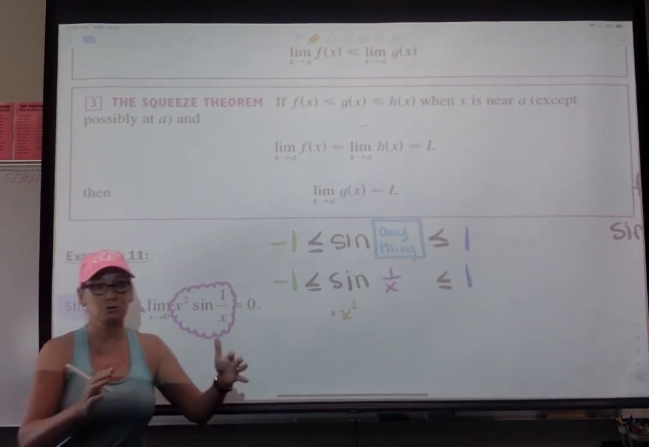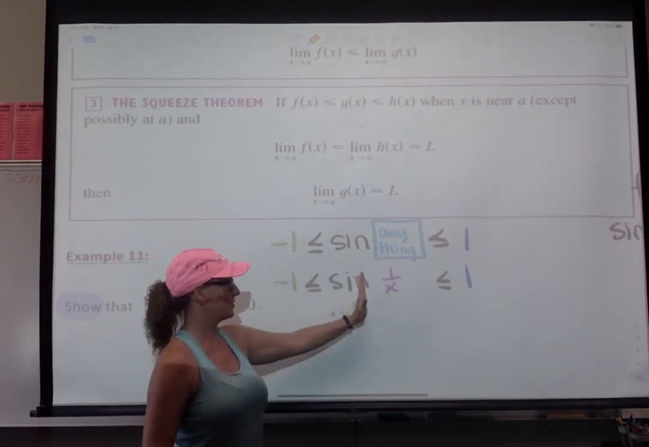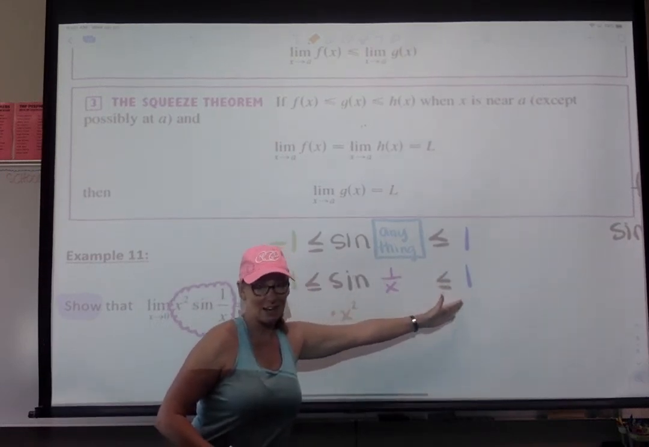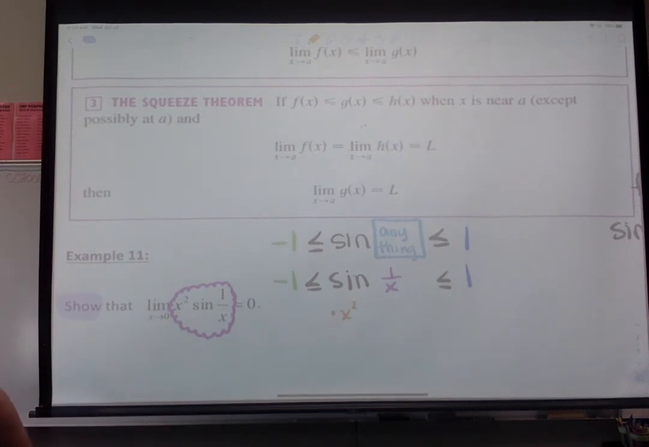As long as you multiply each side. Well, you got 3 sides now. You've got a left, you've got a middle, and you've got a right side. As long as you multiply each side by x squared, that's totally legal.